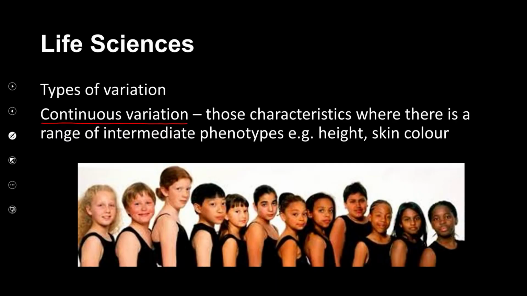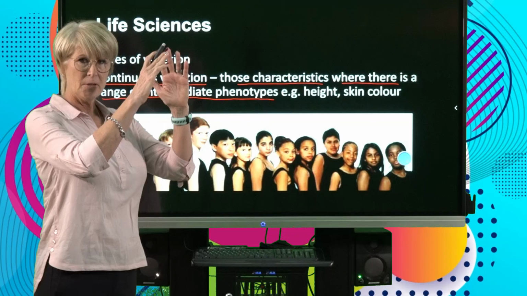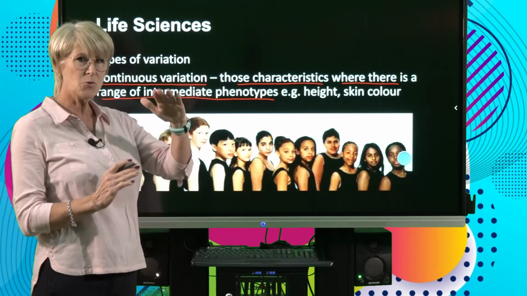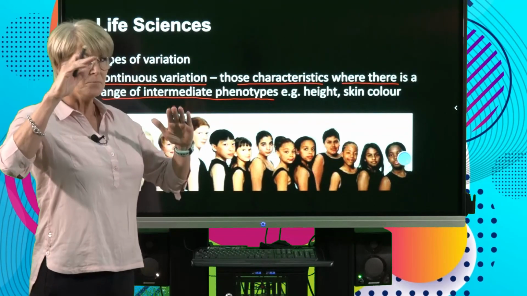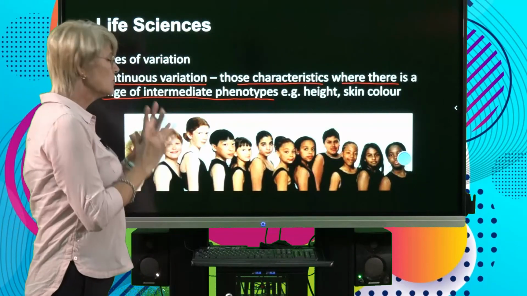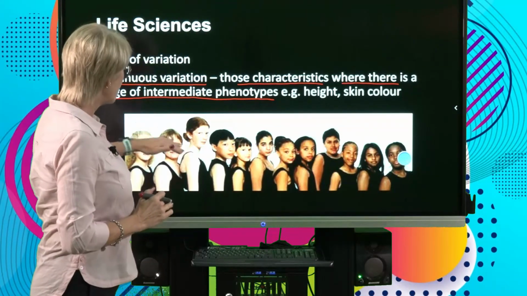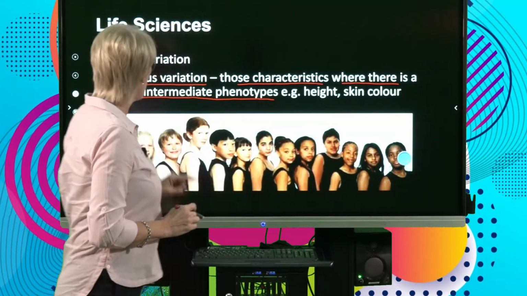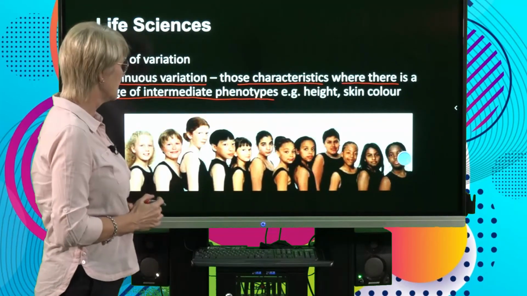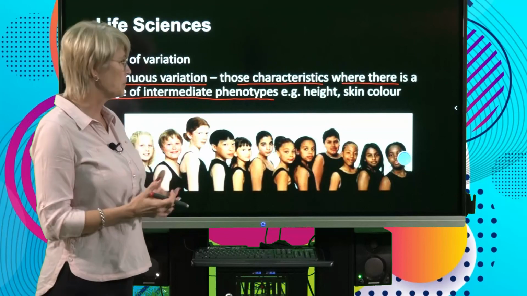The definition of continuous variation is those characteristics where there is a range of intermediate phenotypes. In other words, we don't just see short and tall. We see some short, then some a little bit taller, then some a little bit taller than that, and middle height, and then some very tall. So there aren't just two or three categories, short, medium and tall. There is variation between all of them. So there's a range of intermediate phenotypes, and remember, phenotype is our physical appearance.